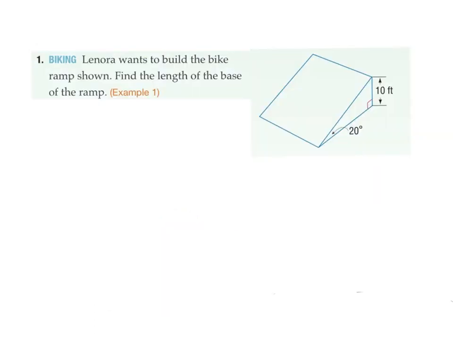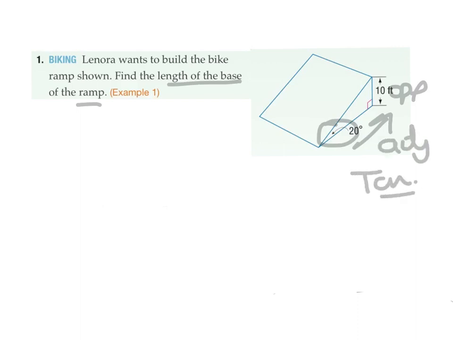Okay, so here's question number one. What have you been given on your diagram? Well, here's your angle. There's your target. The 10 feet is opposite, and it's asking you to find the length of the base of the ramp. That's this guy, so that's the adjacent. So straight away, you've got a tan question. There's your target. Okay, which is it, sine, cos, or tan? Well, this is a tan question.